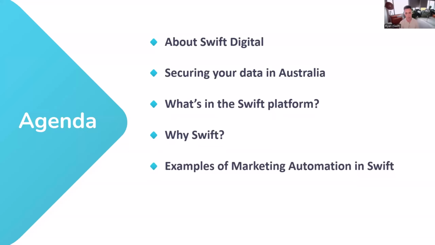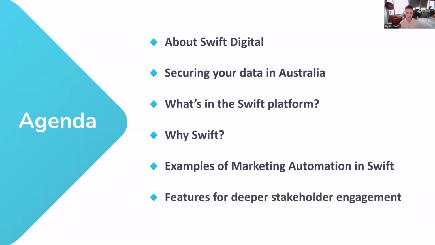I have 3 examples that I want to show you of different automation strategies that clients have set up and currently run within the platform. And then finally, we'll have a look at some features that you might try implementing yourself to increase your own stakeholder engagement. The webinar should take about maybe 40 minutes, and then we'll have some time for questions at the end.